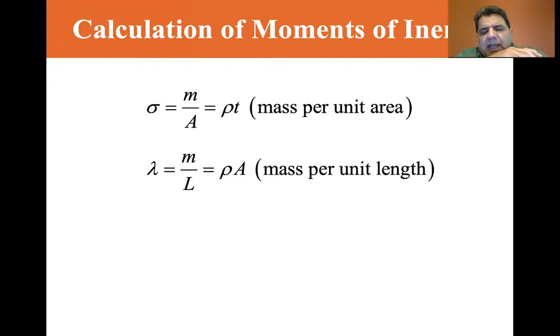We will have opportunity to use lambda in the upcoming experiment, where we take a ruler and measure the mass of the ruler, and it doesn't matter whether it's a wooden ruler or a metal ruler. You measure the mass of the ruler, and you divide it by 100, you get mass per centimeter, and we'll use that in an upcoming experiment.